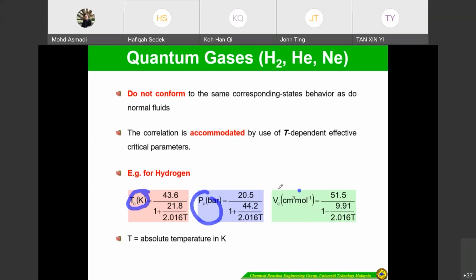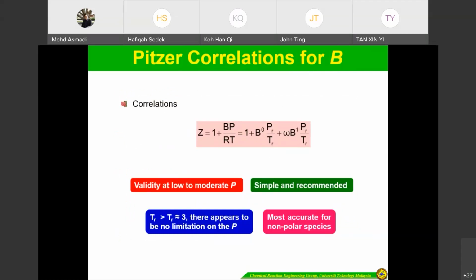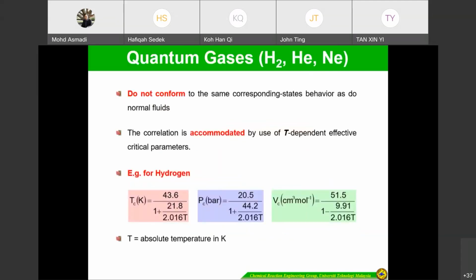This one is in the case of hydrogen actually. Not really for hydrogen and neon, but mostly you can just refer to the appendix table B1. You just substitute the particular temperature and then you can get TC, PC and also VC. There's a special equation for hydrogen, helium and neon, but in your case, you can use just directly the table B1. So this is for the compressibility factor.